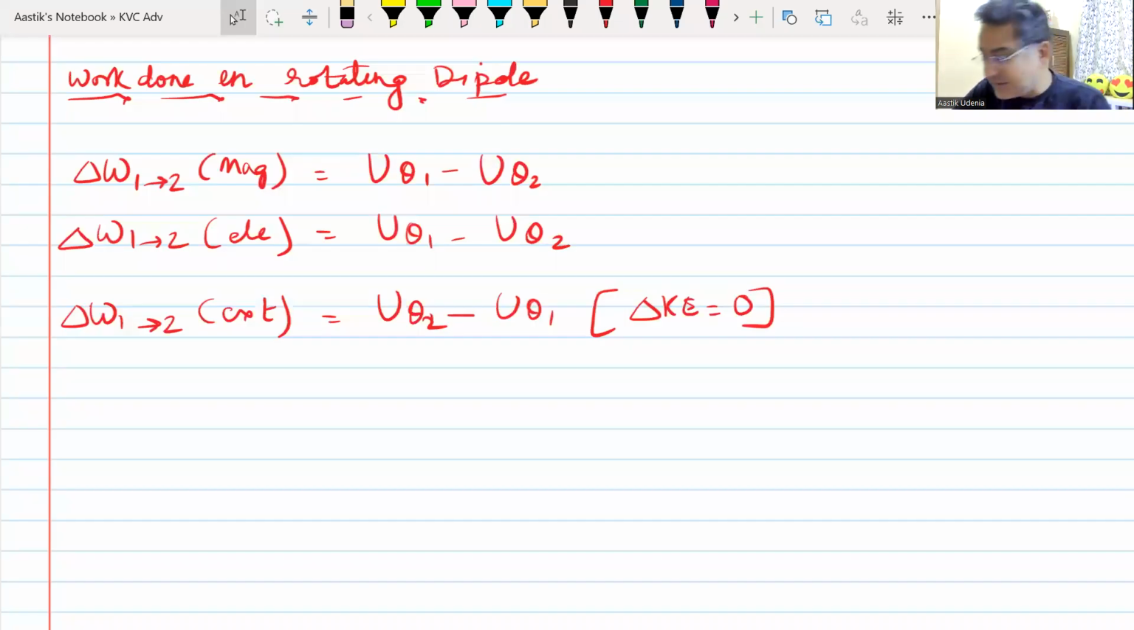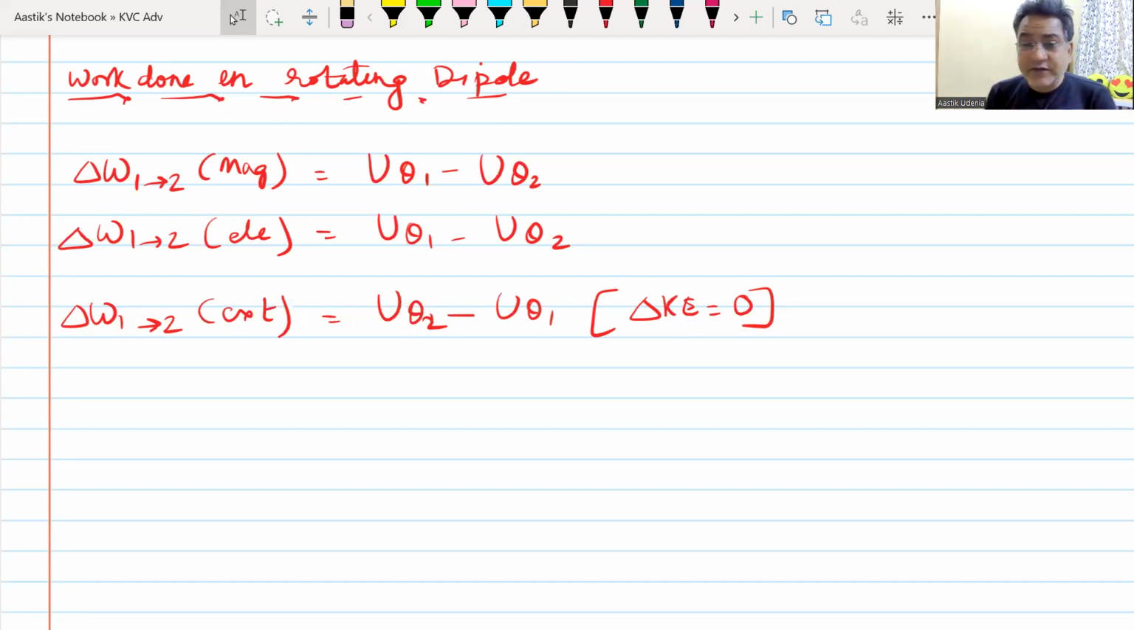The last thing in this particular topic is work done in rotating a dipole. We have done this right from the chapter on gravitation. Work done by electrostatic or magnetic force is energy in the first position minus energy in the second position. If the work is done by the external force, it is energy in the second position minus energy in the first position, if the change in kinetic energy is 0. Do we remember this? Yes, sir.